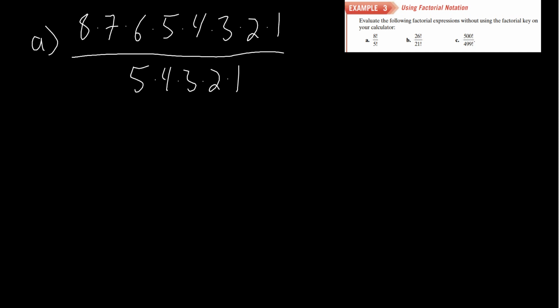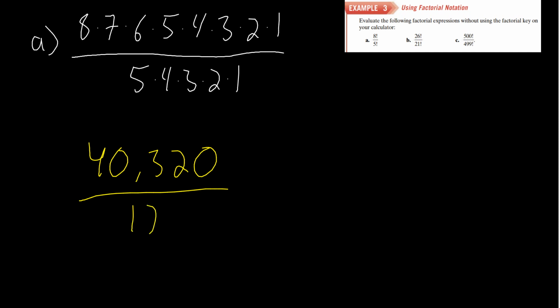Let's just do 8 factorial. If we did 8 times 7 times 6 times 5 times 4 times 3 times 2 times 1, that would be 40,320. And then 5 factorial would be 120. Now you could do that, 40,320 divided by 120 and figure out the answer, but that's not the point of this exercise. Furthermore, believe it or not, that's actually the long way.